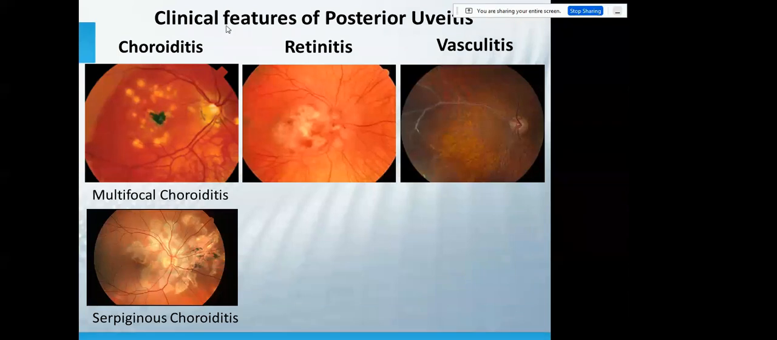So, what are the classical features of posterior uveitis? So, remember, we have a retina, we have a choroid, and we have blood vessels. So, each of them, just add itis because they get inflamed during uveitis.